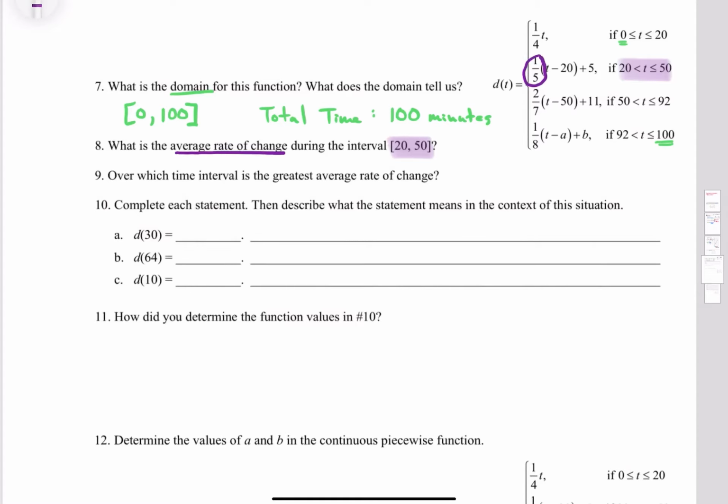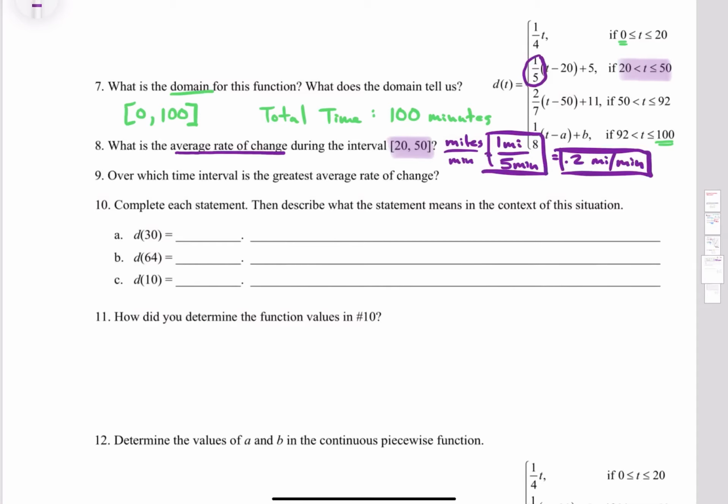Well, remember, it is a change in our distance, so that's our miles, over our time, which is in minutes. So that average rate of change is 1 mile for every 5 minutes. Now, you could go ahead and leave it like this at 1 mile for every 5 minutes, or we could go ahead and rewrite that as about 0.2 miles per minute. So this is the same thing. If you divide 1 divided by 5, we're going to get about 0.2 miles per minute. Okay, so 2 ways we can write it out.